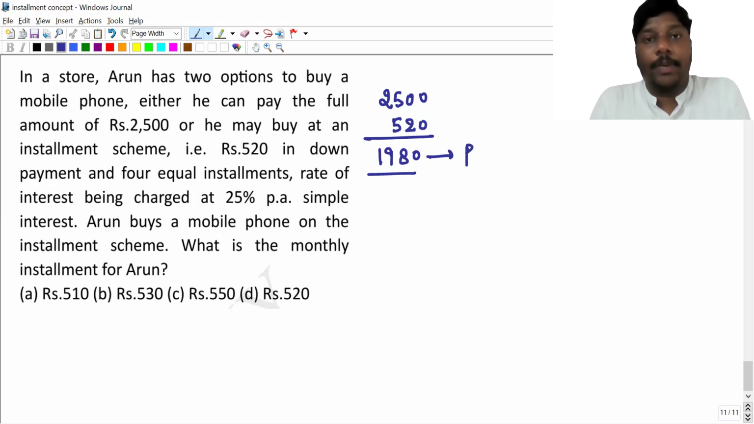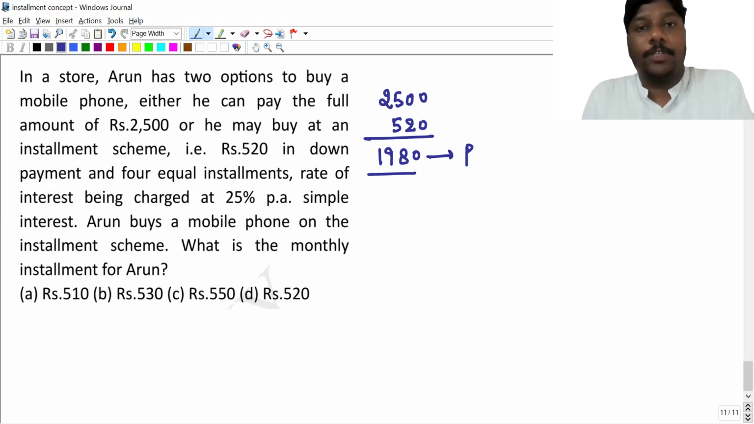ఓకే, ప్రిన్సిపల్ ప్లస్ డౌన్ పేమెంట్ ఈస్ ద టోటల్ కాస్ట్. ఆ టోటల్ కాస్ట్ లో డౌన్ పేమెంట్ పోయాక మిగిలింది ఏంటి? ప్రిన్సిపల్. దట్ ప్రిన్సిపల్ యూ షుడ్ హ్యావ్ అన్ ఐడియా. ఇట్ ఈస్ నాట్ అన్ అమౌంట్, ఇట్ ఈస్ ద ప్రిన్సిపల్. సో దిస్ 1980 is nothing but your principal now. Okay. Now what is he asking? At a rate of interest being 25% per annum, simple interest, Arun buys a mobile phone for the installment scheme. What is the monthly installment of Arun?